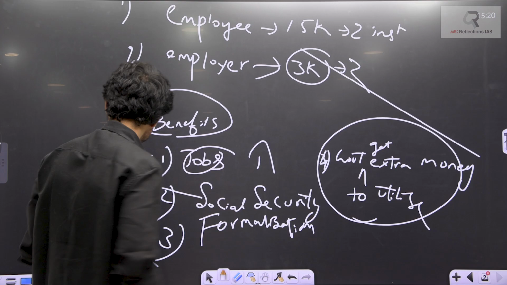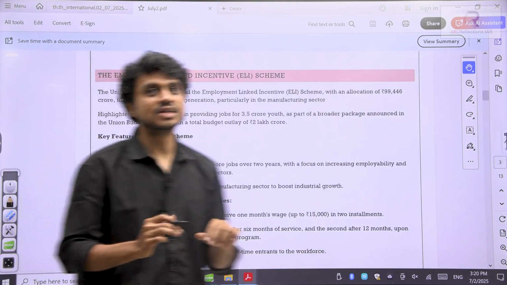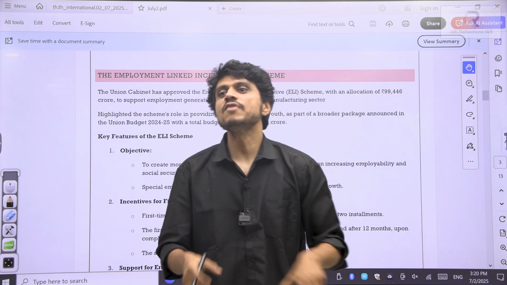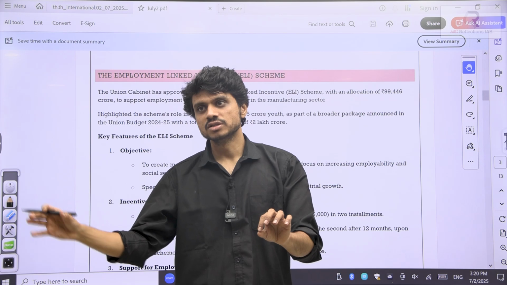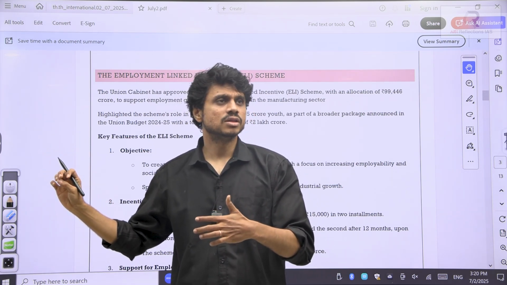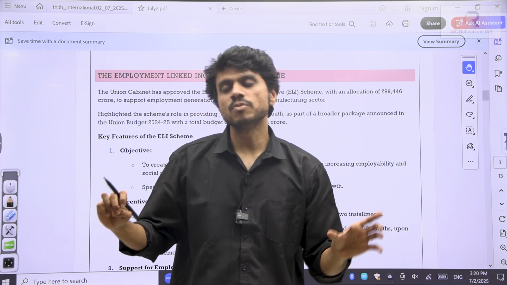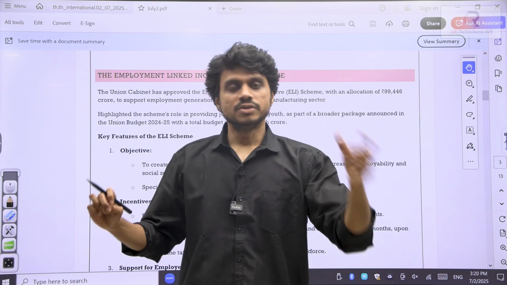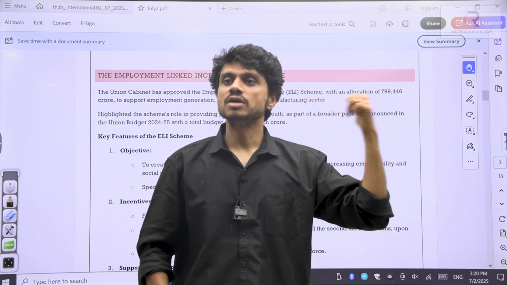Employment linked incentive scheme, very easy. So always understand, decode it in your own language. Simplify things. What is it? Why is it? What are the benefits of it? These things can be asked in the prelims. And in the mains, we have discussed the reasons for unemployment and the issues. There I will talk about this. So what are the measures taken by the government to provide employment?